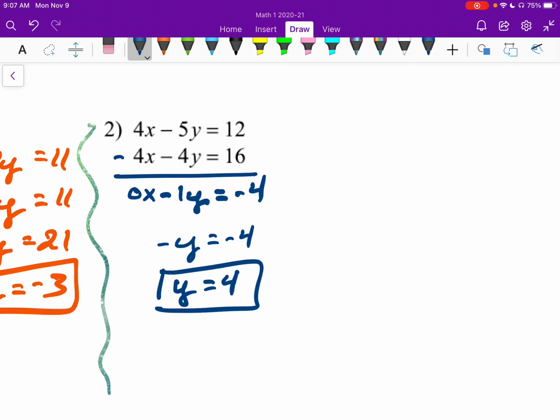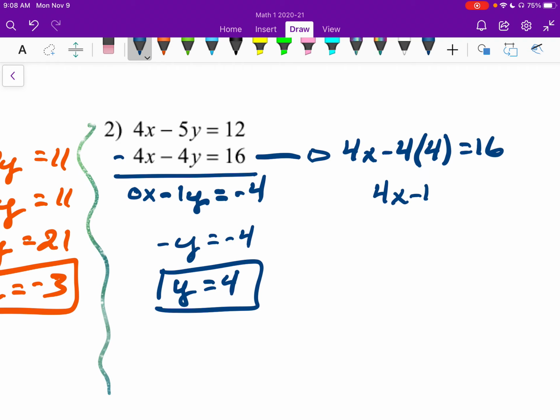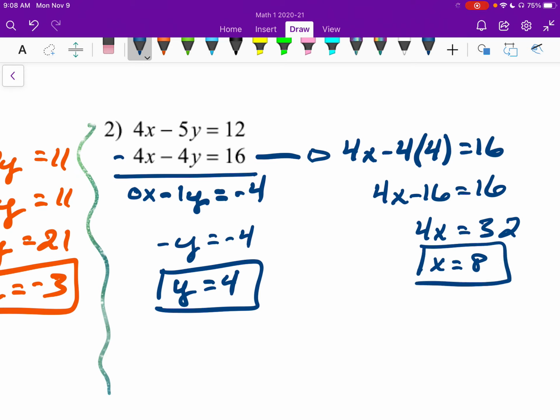Now I take my y equals 4 and I need to plug into one of the equations. I'm going to pick the bottom equation because I think it looks a little bit easier. So I'm going to say, well, 4x minus 4 times 4 equals 16. So 4x minus 16 equals 16. 4x equals 32. And x equals 8. So I have the point 8, 4, right? X, y.